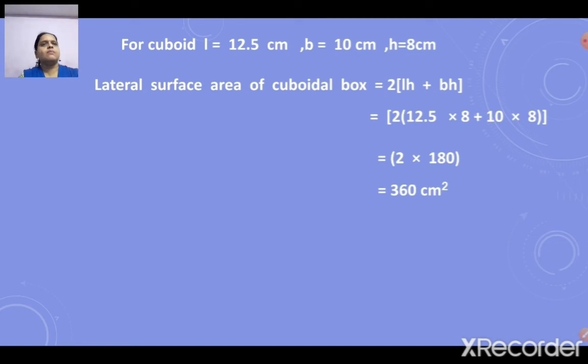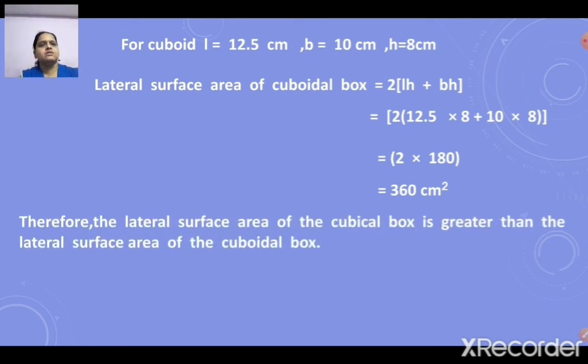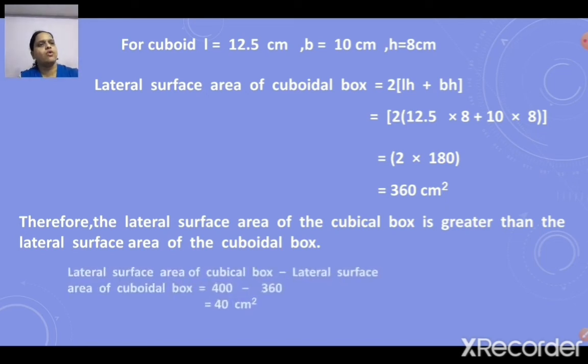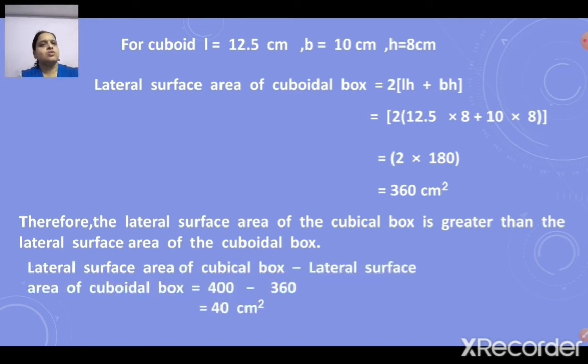Yes, now let us compare the lateral surface area of cube and cuboid. Yes, the lateral surface area of the cubical box is greater than the lateral surface area of the cuboidal box. By how much? Because we got the lateral surface area of cube as 400 and for cuboid as 360. So 400 minus 360 equals 40 centimeter square. So we have compared the lateral surface area.